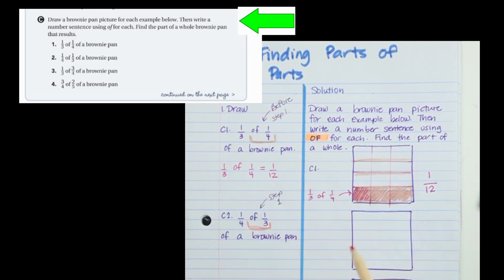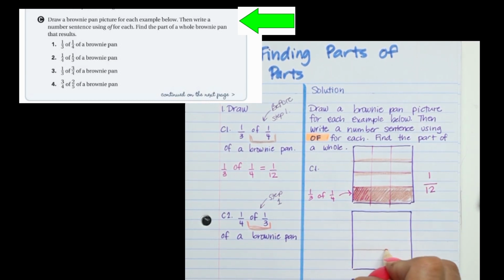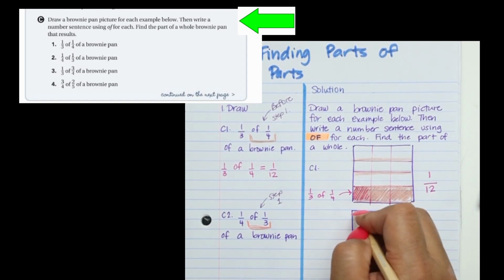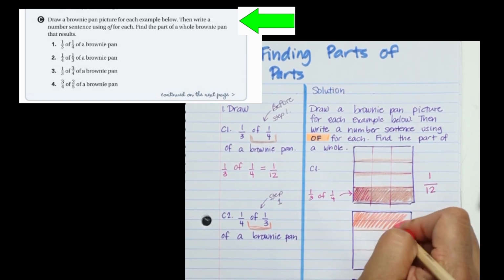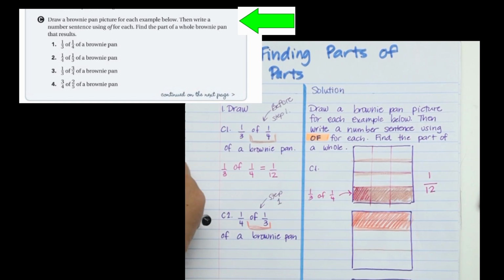Step 1 is 1/3. So I need to divide this into thirds. 1, 2, 3, 4, 5, 6. So I can easily divide this into thirds this way. And only 1/3, I'm going to shade in 1/3. So this is 1/3.